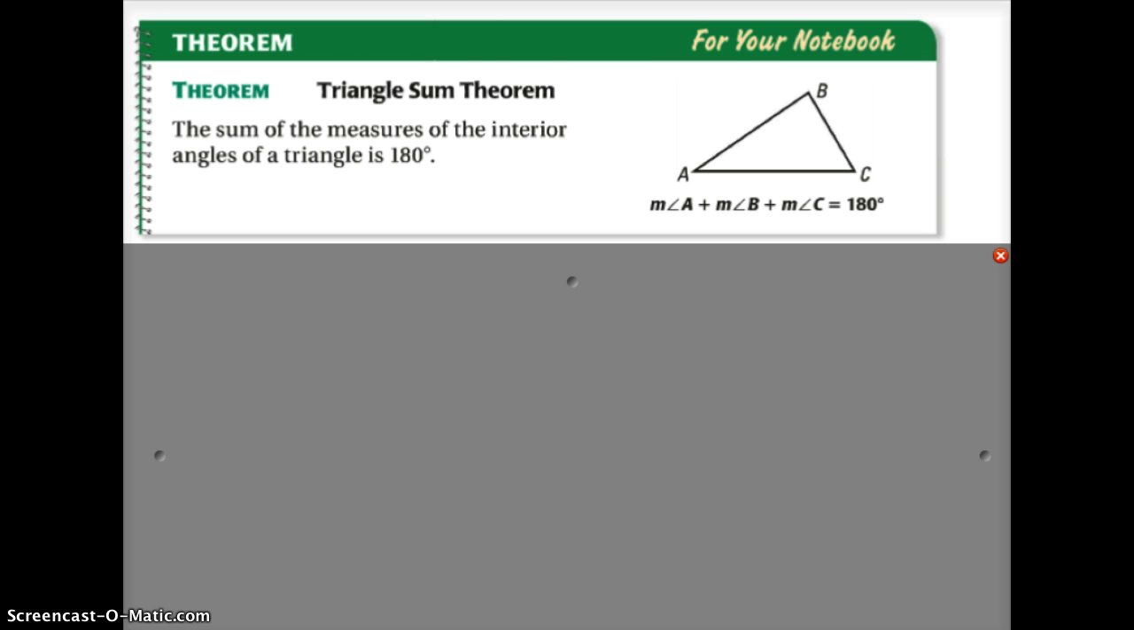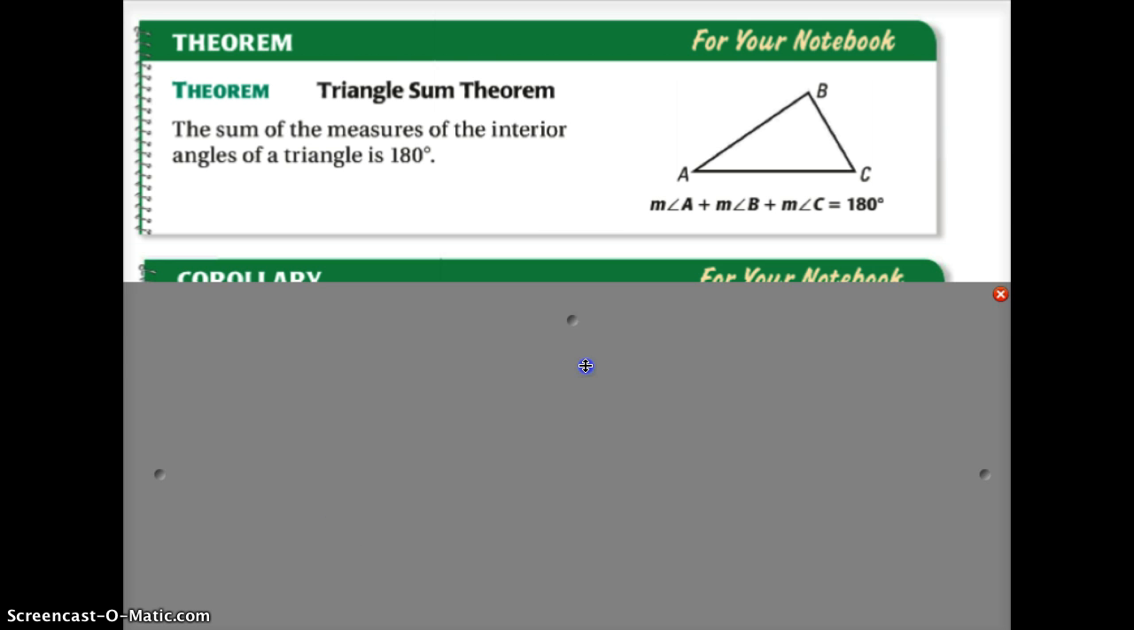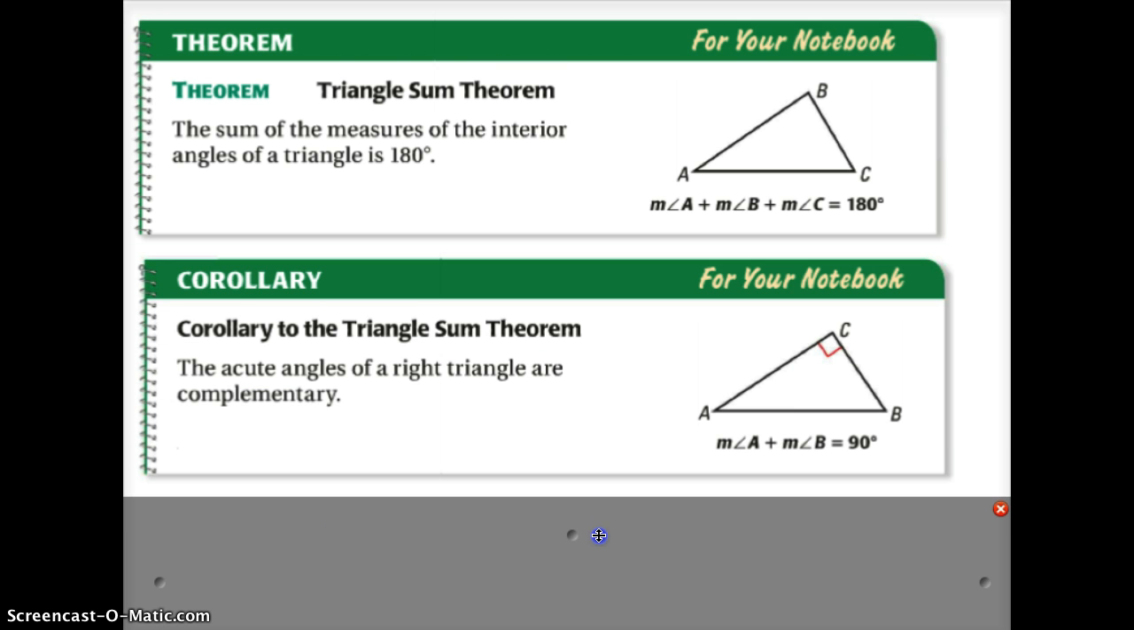So the first theorem that we have for this particular section is the triangle sum theorem. The sum of the measures of the interior angles of a triangle is 180 degrees. What's not written on your note sheets, though, are the four corollaries. The first corollary says, the acute angles of a right triangle are complementary.